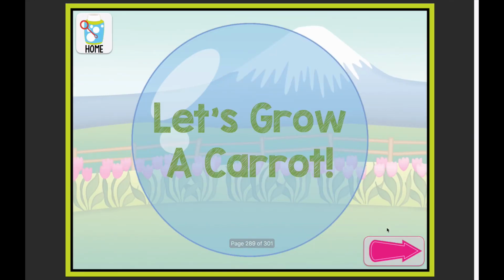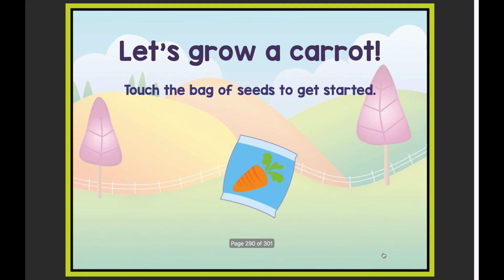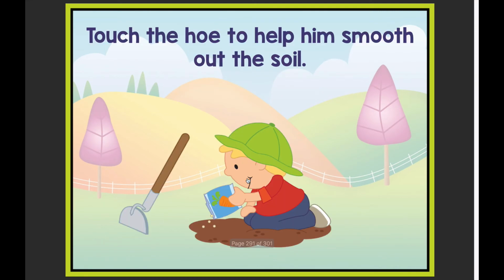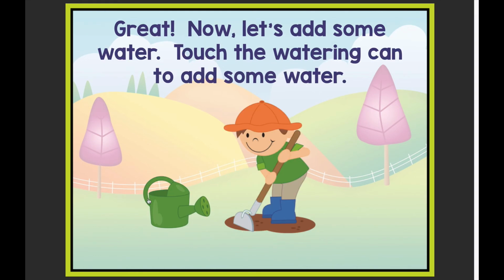Grow your own carrot. Now this is a super fun game. Let's grow a carrot. Touch the bag of seeds to get started. Touch the hoe to help him smooth out the soil. Great, now let's add some water. And it goes on like that, and your student pretends to grow their own carrot.